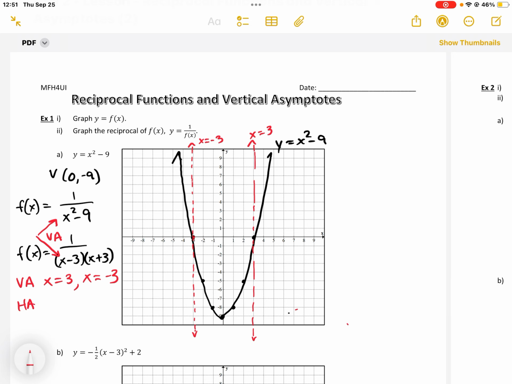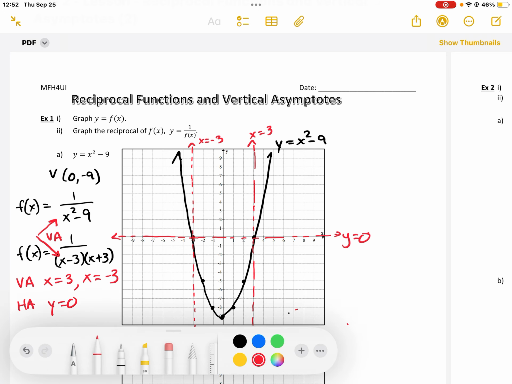My horizontal asymptote, anytime you have a 1 on the top, is y equals 0. So I'm going to put that piece on as well. I'll label it with y equals 0. And then I need to figure out what my inverse pieces are, or what my reciprocal points are.